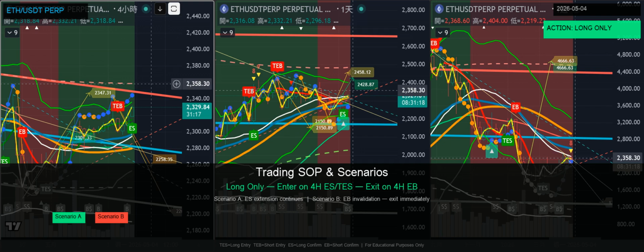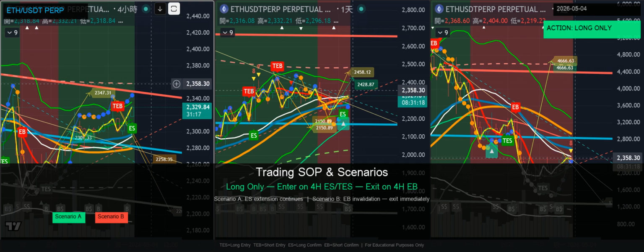Scenario B: false long washout. The 4-hour quickly prints an EB after the current ES, or the daily reprints a TEB or EB, overriding the current ES. This signals that the long setup has failed. It was a false breakout or a failed multi-timeframe alignment. In this scenario, exit longs on the 4-hour EB, return to flat, and wait for the structure to reset before re-entering.